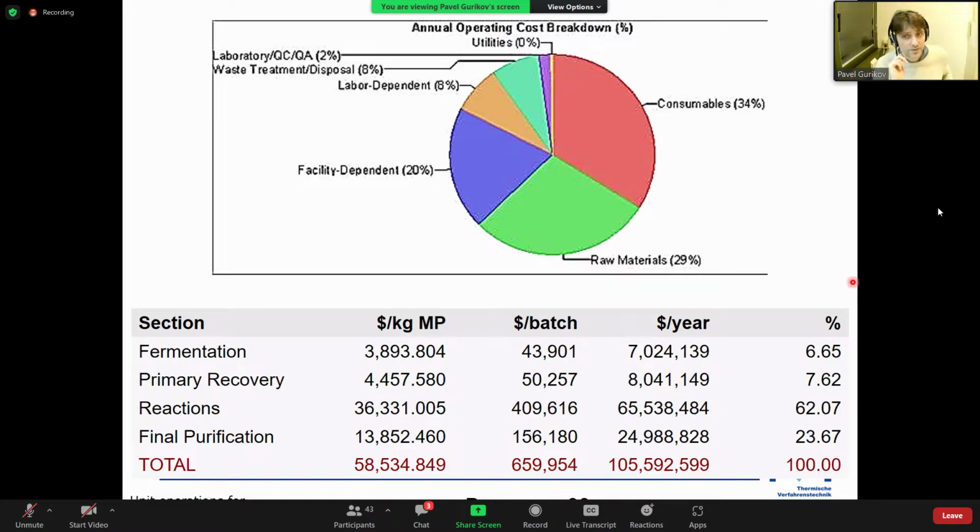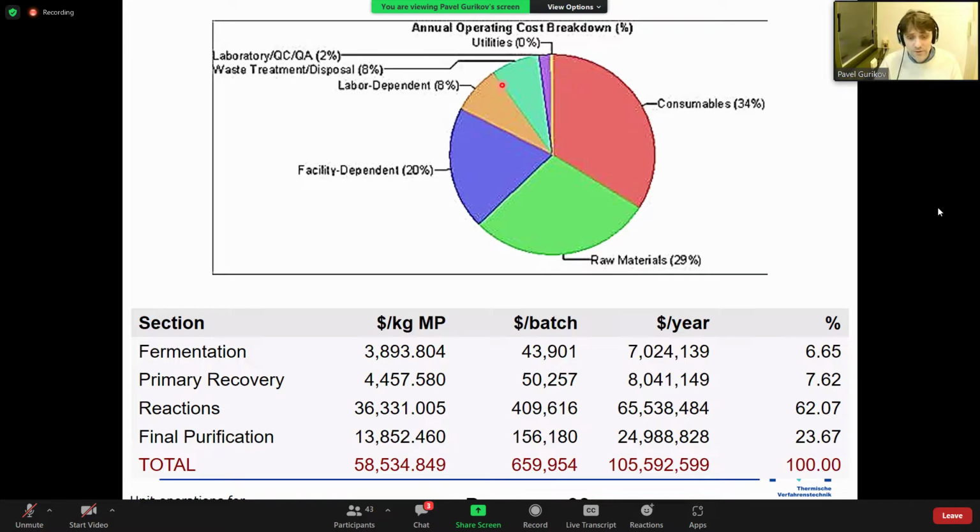For consumables and raw materials, we spend 34 and almost 30%. For biotech, these are very reasonable numbers. Raw materials should not exceed 50% for sure. Labor depends, of course, on the region. You see, it contributes less than 10%. And it's important to keep these labor-dependent costs very low. That is why people speak about big data and automatization and things like this, because of course labor is very expensive.